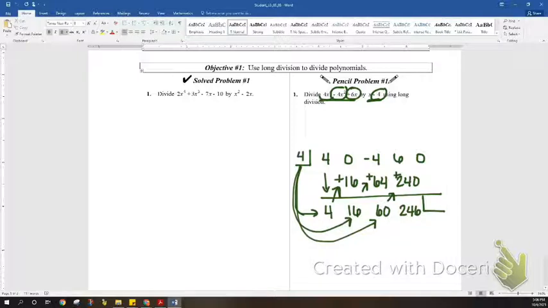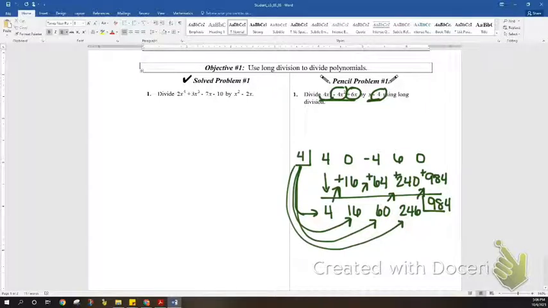It's in that bottom row again, so it's going to get multiplied and put into the next column. So 4 times 246 was 984. It's positive, so we're going to add. 0 plus 984 is 984.